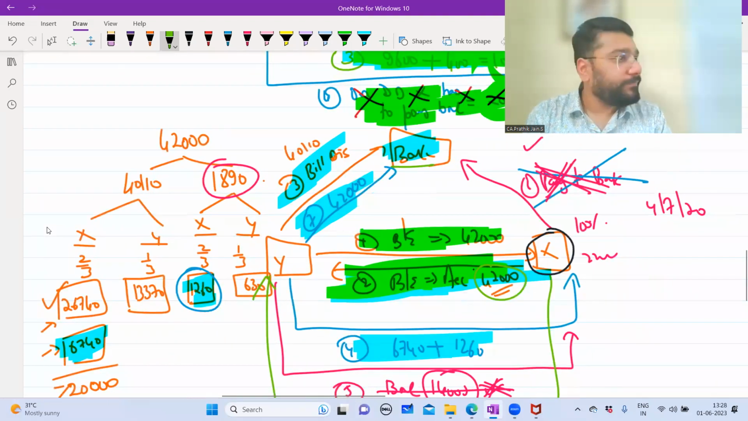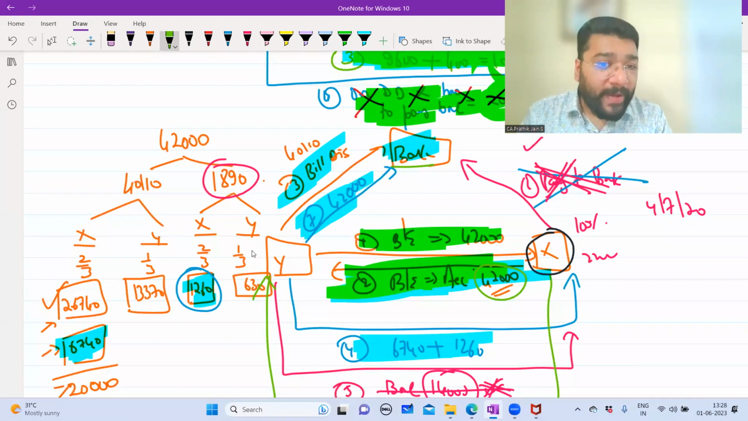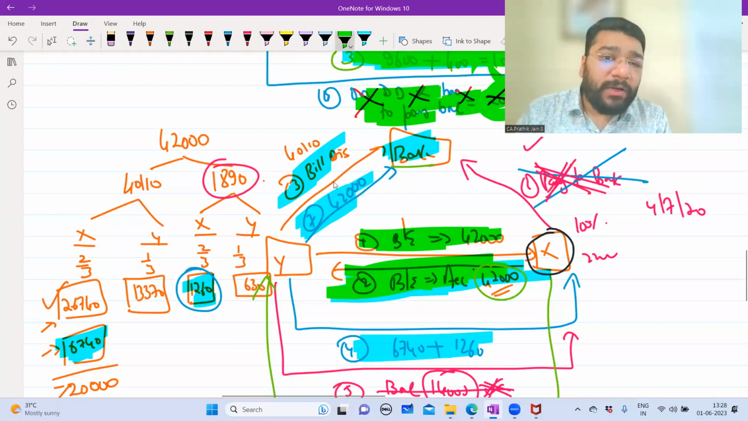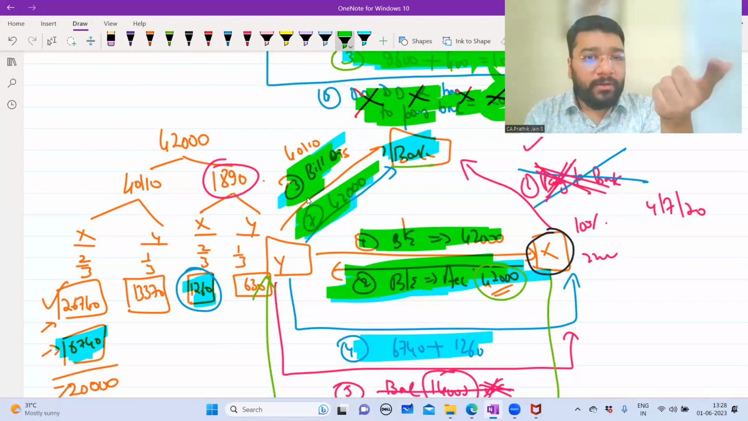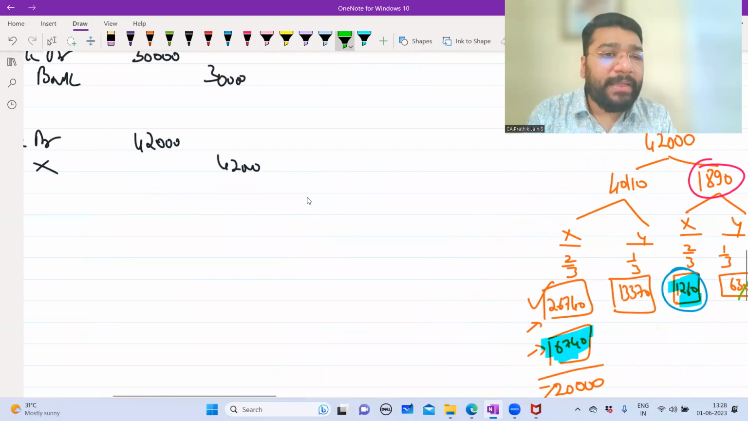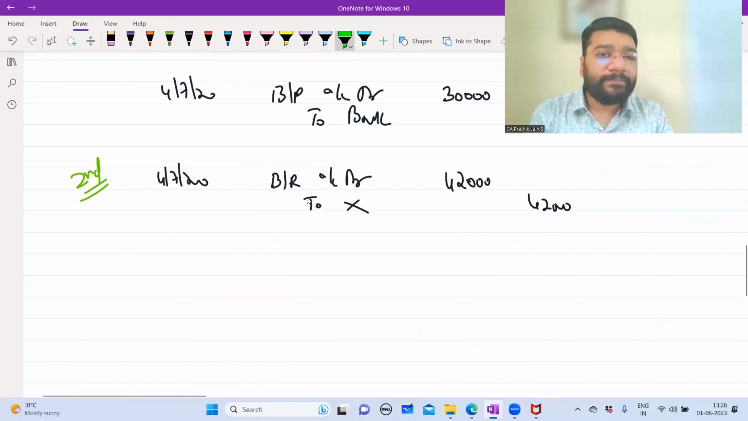Now who is the holder of the bill here? Y is holding the bill because Y has got the acceptance from X. So Y is holding this bill. Now Y has got this bill discounted from whom? Bank. 42,000 worth of bill gone, 40,110 money received. So next is discounting.